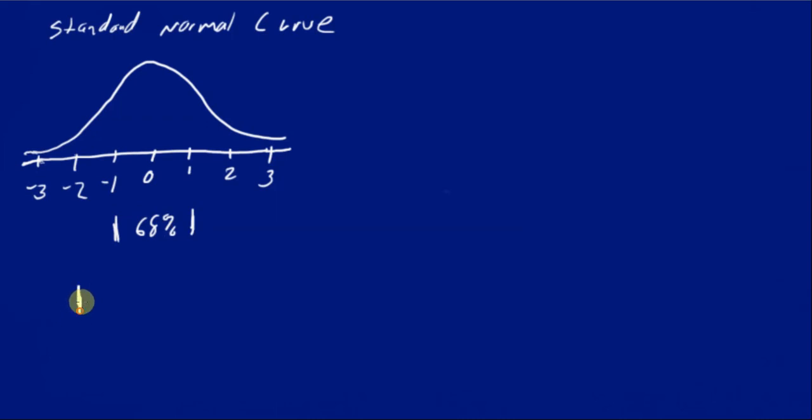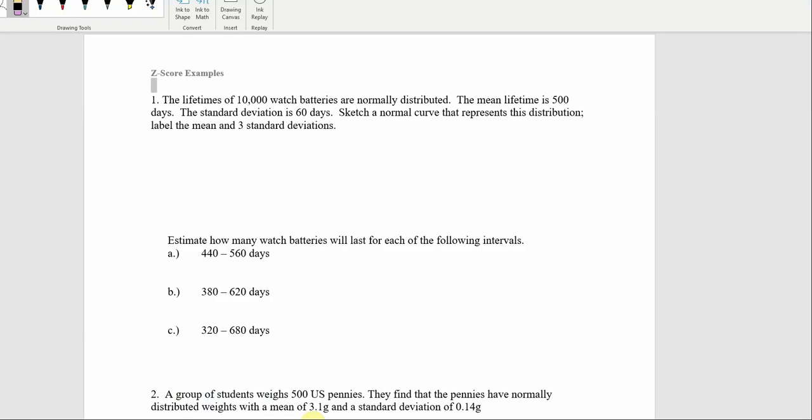Between -2 and +2 standard deviations, there's going to be 95.4% of the population. Well, we'll just call that 95%. And between -3 and +3, that was almost the entire population, 99.7%. We'll leave that at 99.7 because that's important to show that it is almost 100%. So we can find different probabilities using this.